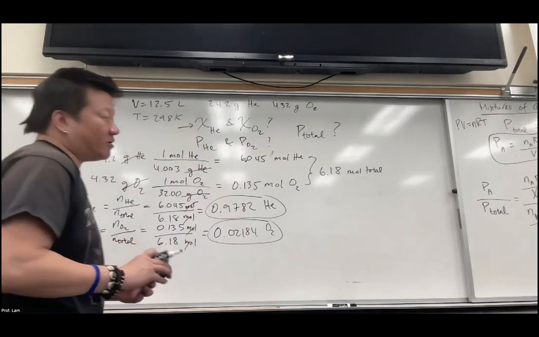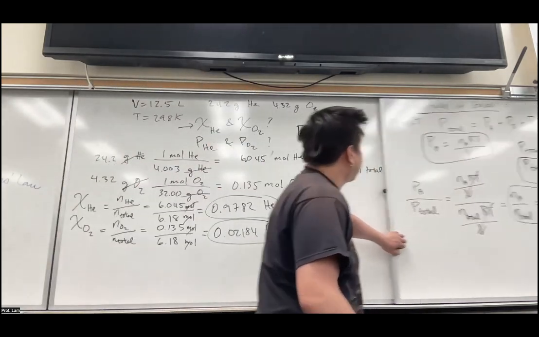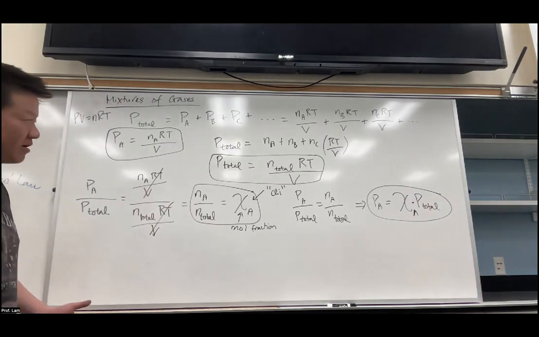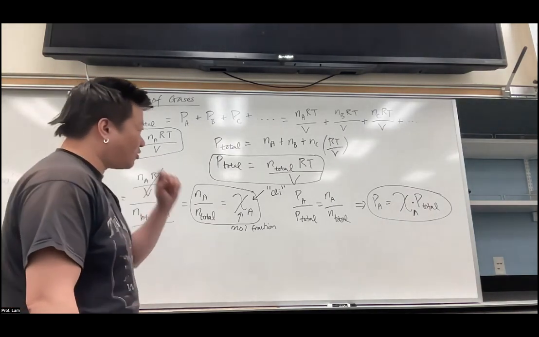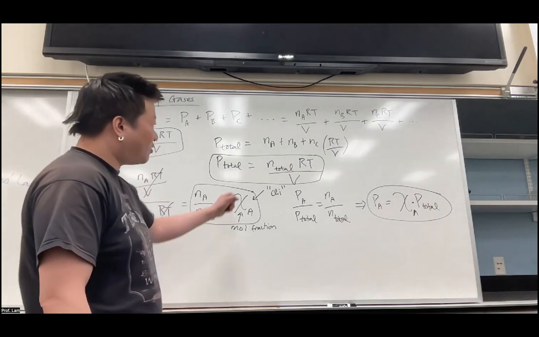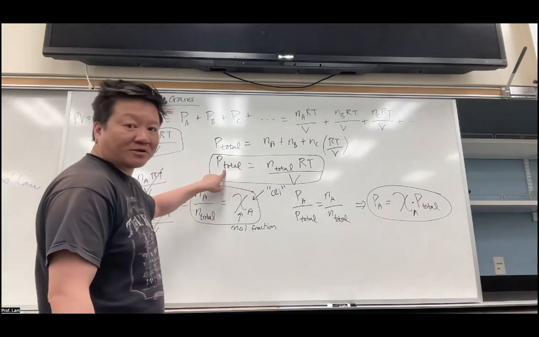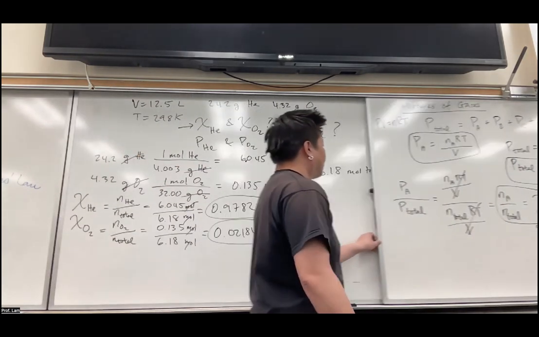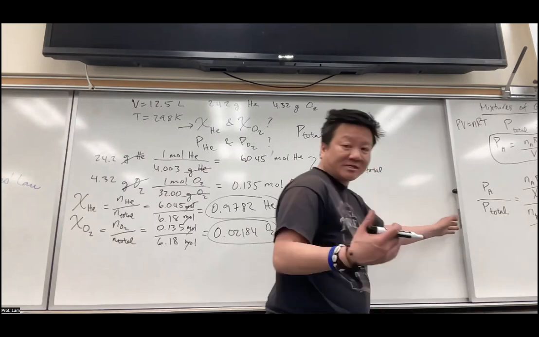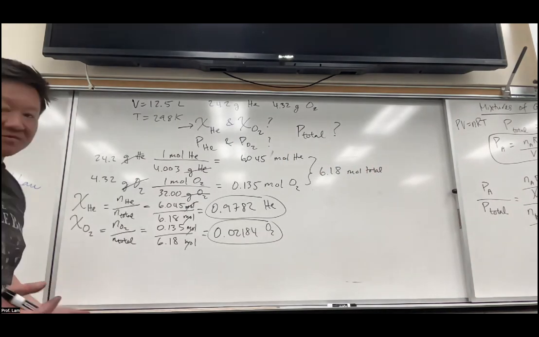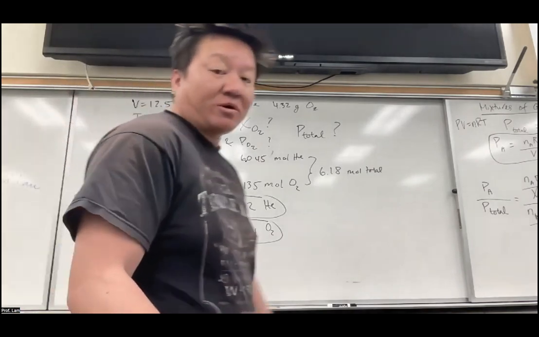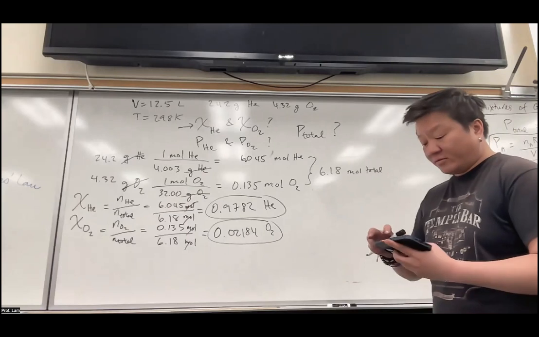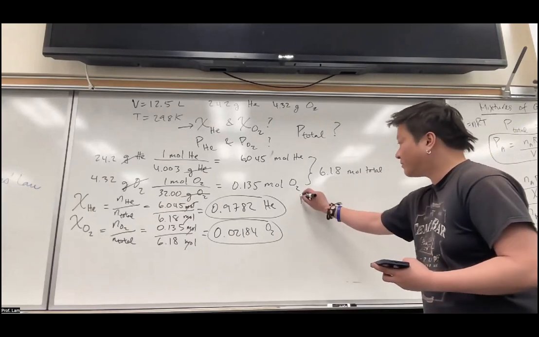Of those three, you know what will make sense to do next? Look here. I just got chi. I just got moles total. If I have moles total, I can find total pressure. So let's solve for P total. Right? So you see, there are no set steps. It's just, what information do I have, right? And what do I do using that information?